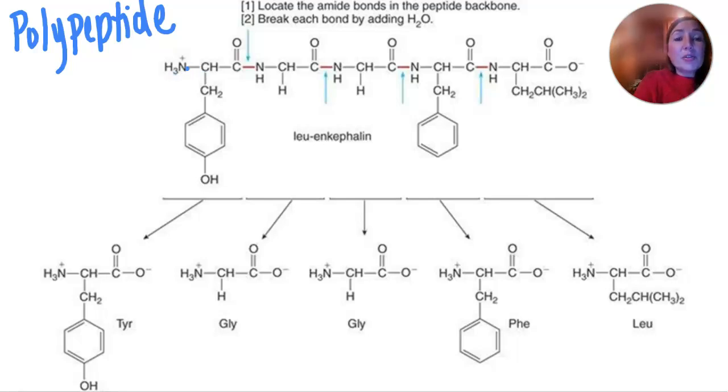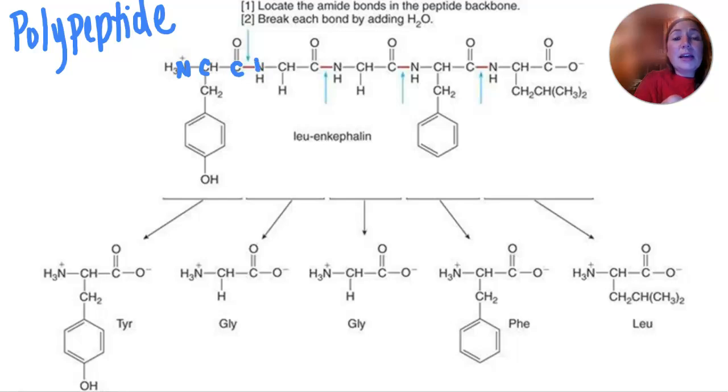So we've got NH3+, so that's our first N, bonded to CH, bonded to C double bond O. Now that central C had a side chain, CH2 and a benzene ring and an OH. Okay, but that's our first NCC.